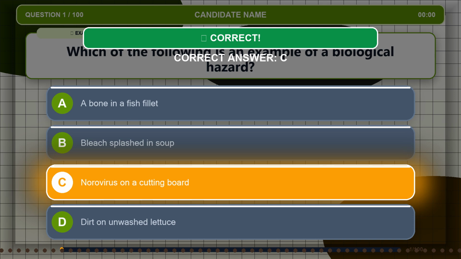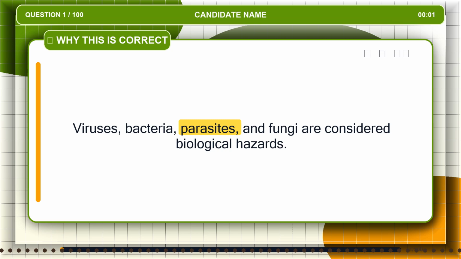The correct answer is option C, norovirus on a cutting board. Viruses, bacteria, parasites, and fungi are considered biological hazards.